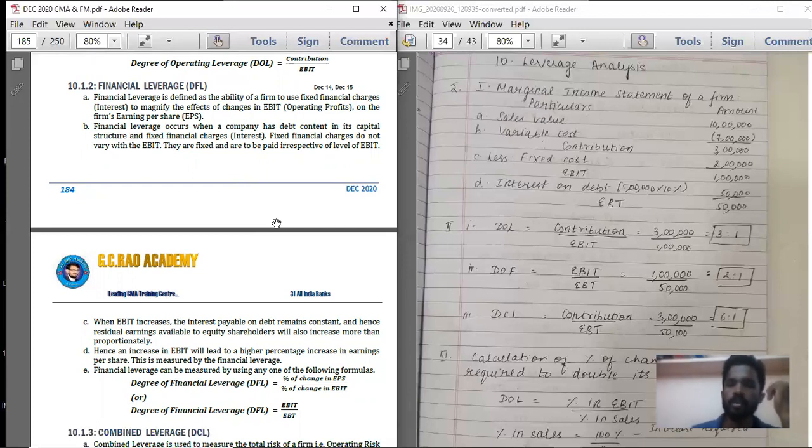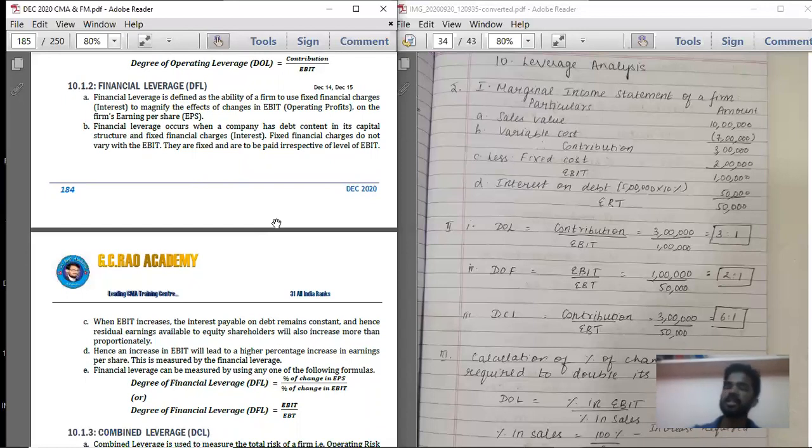Okay, from EBIT you will deduct interest, and you will get EBT. From EBT you will deduct tax, and you will get EPS. So this financial leverage will be calculated from the below. Same as before: the first set, from sales to EBIT, is operating leverage, and from EBIT to EPS, that is the next set of problem, is financial leverage.